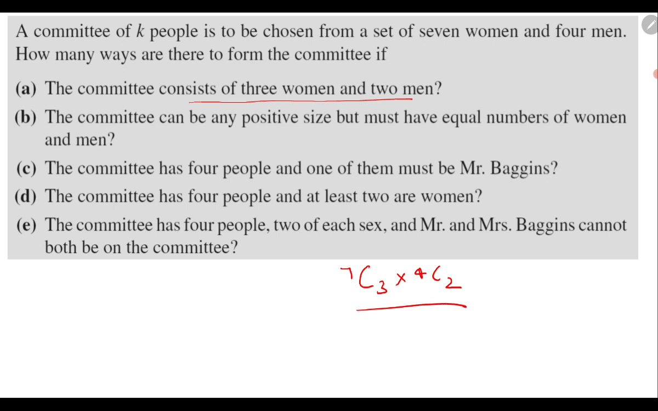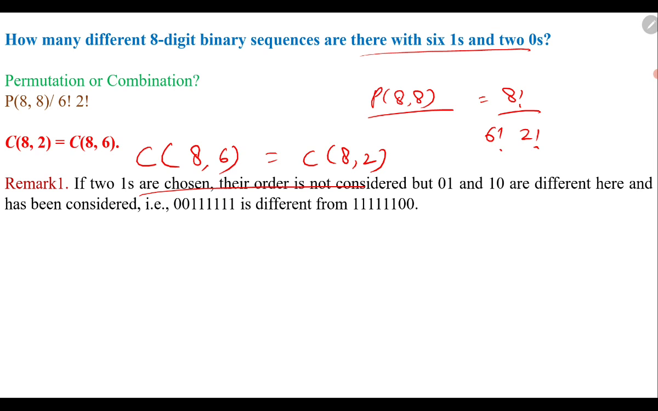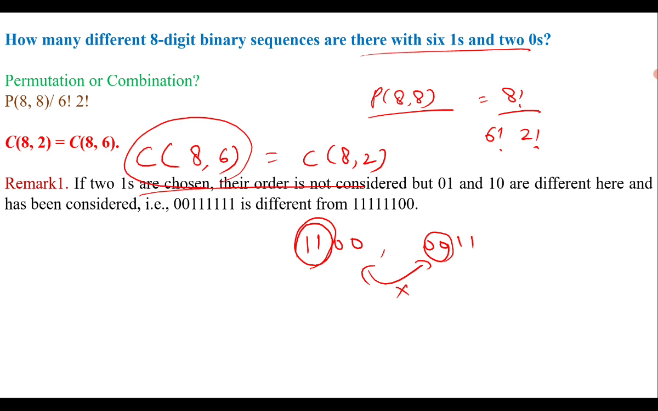Before I move to part B, one quick observation here is that when I write 1100 or 0011, they both are different. It means the order is not there within the identical objects. But if there are two different kinds of objects, order is there, which has already been covered when we use the formula for combination.